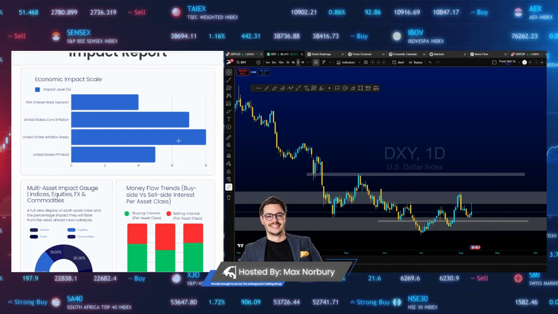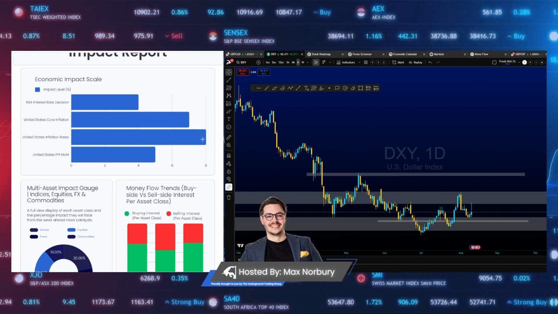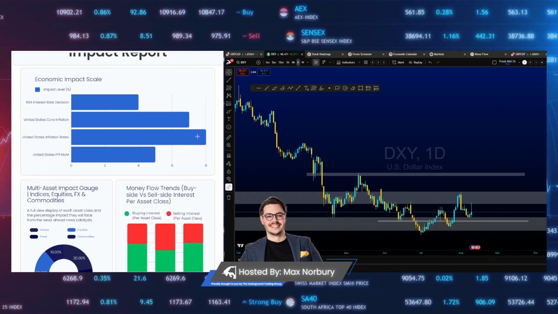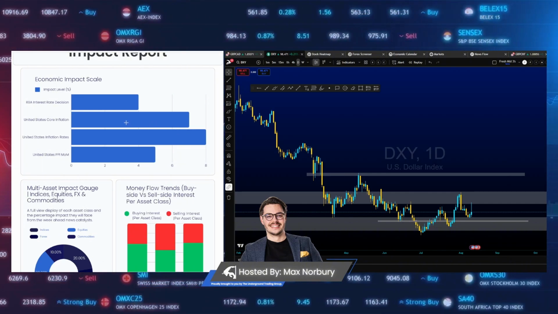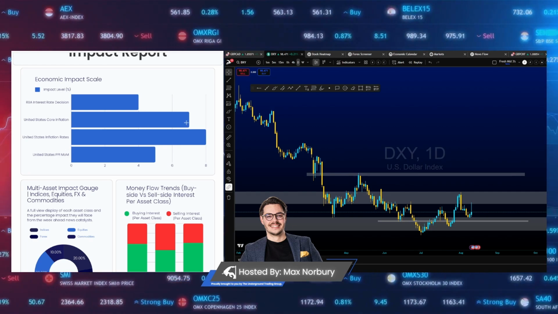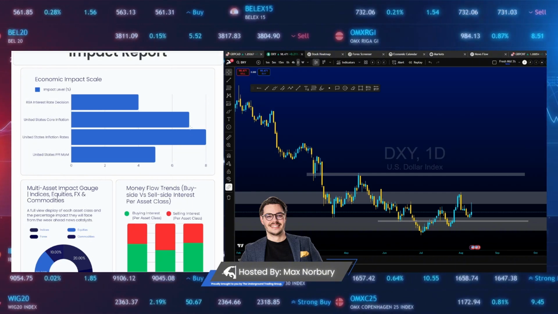Now, the United States base inflation this time around is showing as the most prominent one based on previous trends in the data. This is registering as an 8 out of 10, so that is pretty bloody strong. We also have the United States core inflation registering as a 7 out of 10. So combined, it's going to be quite a spicy event tomorrow afternoon.